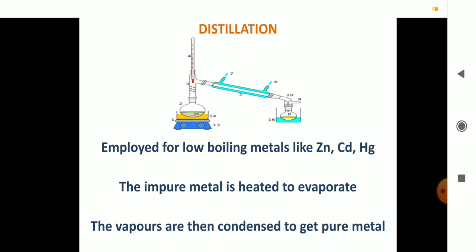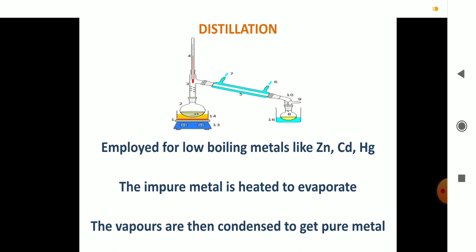Then what is given next? The impure metal is heated to evaporate. It is taken in the round bottom flask and it is heated to evaporate. As a result of this heating, vapors arise, and these vapors are allowed to move through the reflux condenser. There it is cooled and condensed and converted into the purified form of the metal. So this is the distillation process. Are you able to understand, students?